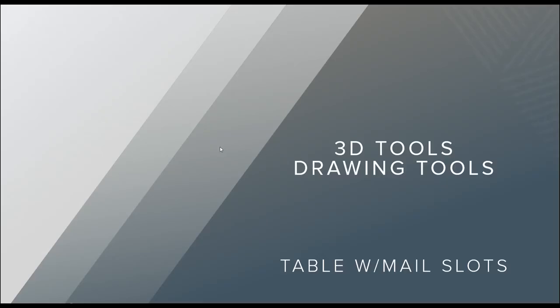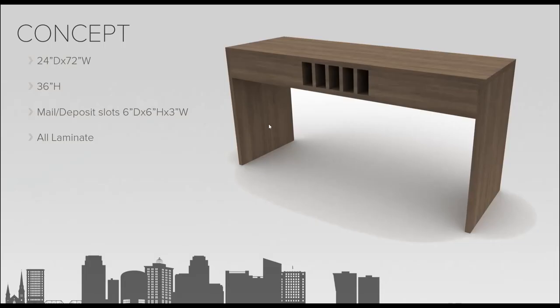All right, our first concept is we're going to be creating a table with mail slots. Take a look at the finished rendering. We need to do a 24 deep by 72 inch wide, 36 high table, and it also has mail slots that are 6 inches deep, 6 inches high, and 3 inches wide, and all laminate.